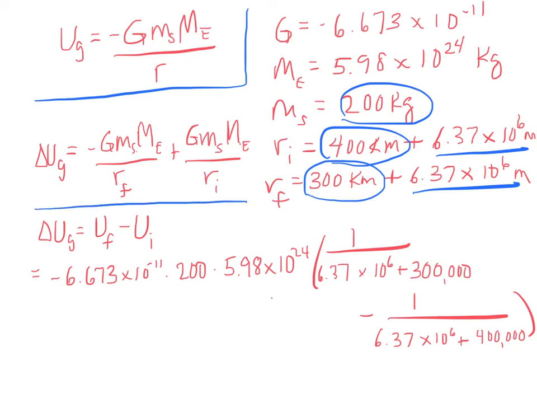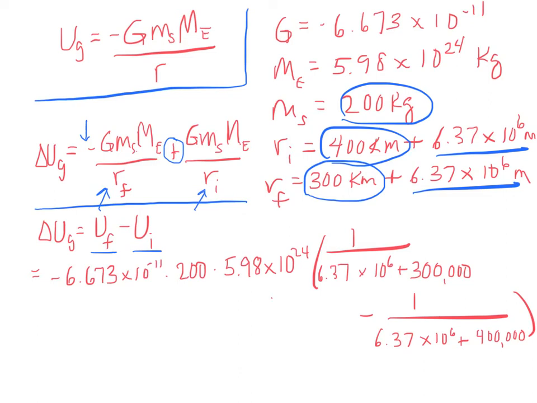Over here, I've got my formula. The change in U_G is final minus initial. So my final would be, the negative sign is in the formula, so that's there because it's in the formula, and I have the final radius minus the initial. Since it's minus the negative, I have a plus, and there's the initial radius in the denominator.